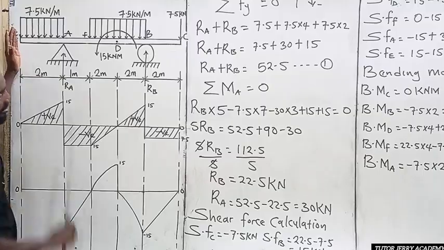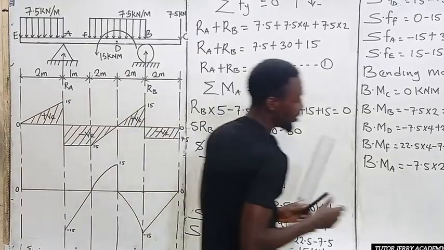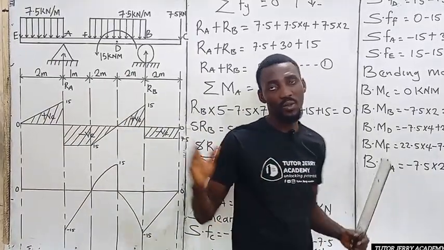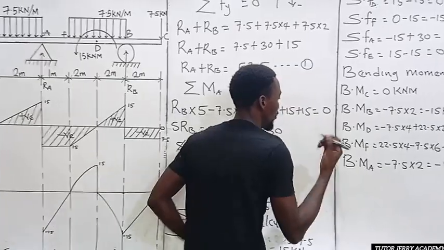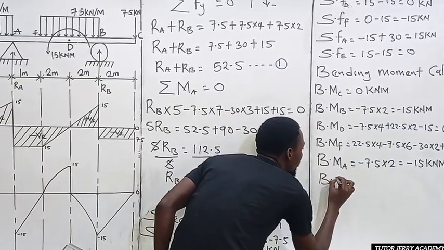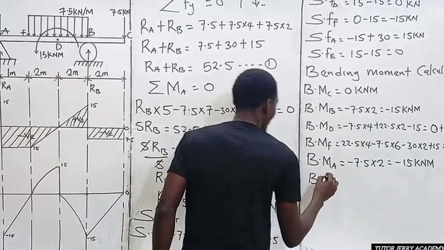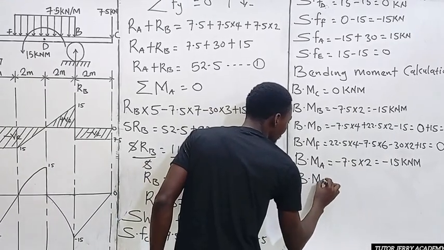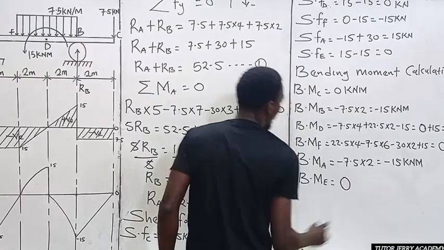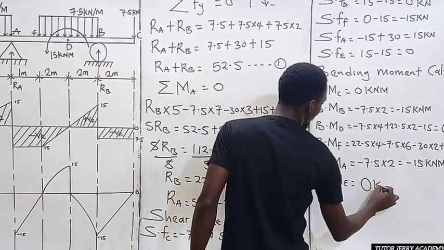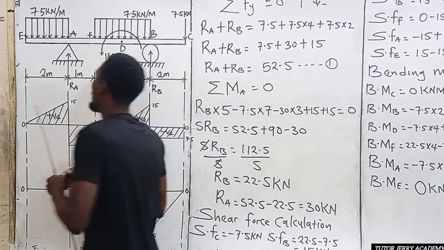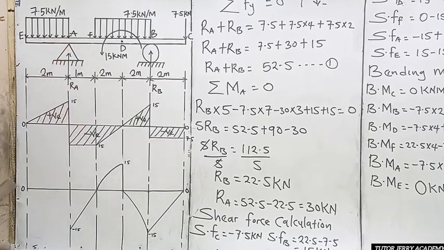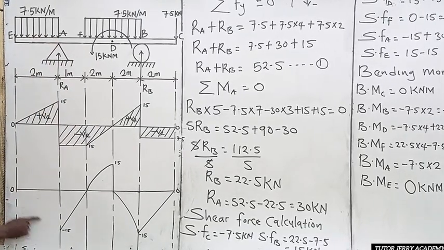Is that clear? Once you have an overhanging beam, you don't need to calculate the bending moment at the free end. You just know that that is always going to be 0. So the bending moment at point E will be equal to 0 kilonewton meter. All right. So now, and again, we have a uniform distributed load here. So we are moving to 0. So we are going to be joining this curve with this point.